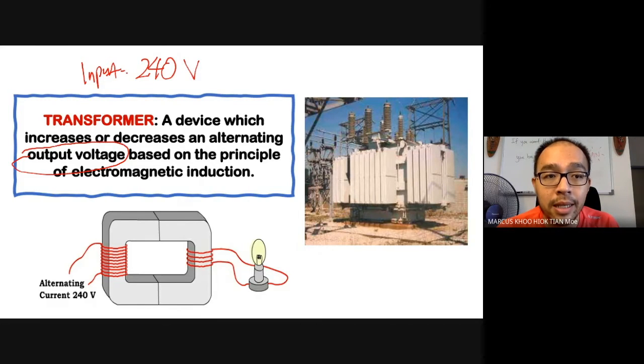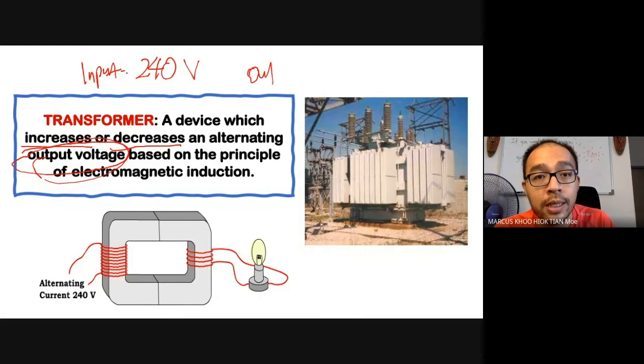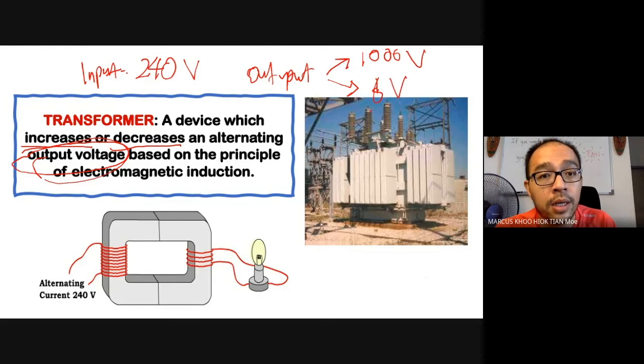But it either increases or decreases an alternating output voltage. That means the output can be higher than 240. It can be maybe 1000 volts, or it can be even as small as 6 volts. But it is working based on the principle of electromagnetic induction.